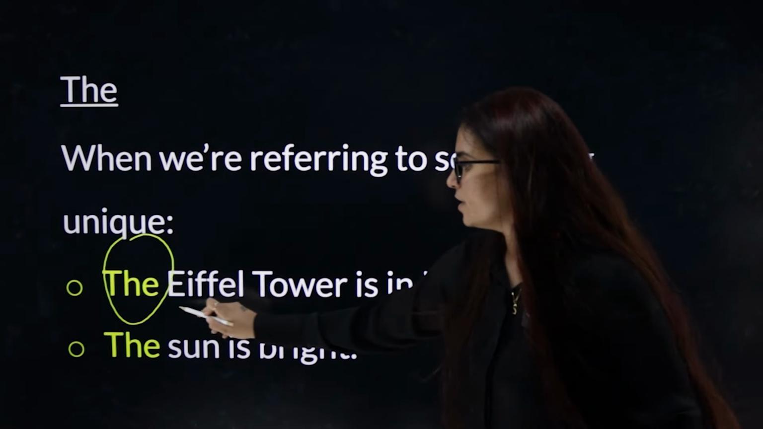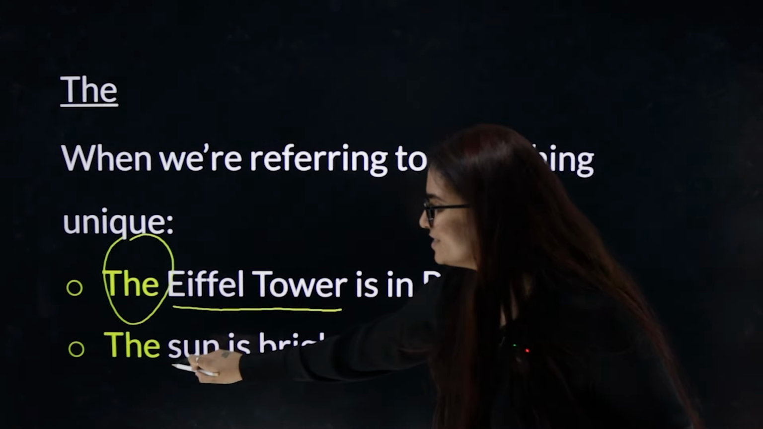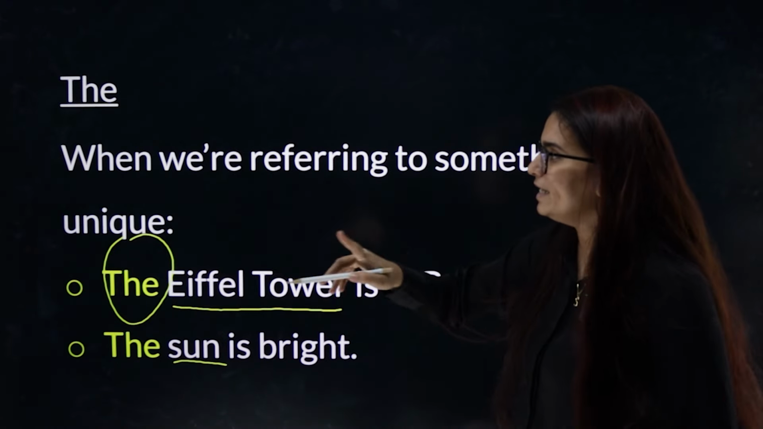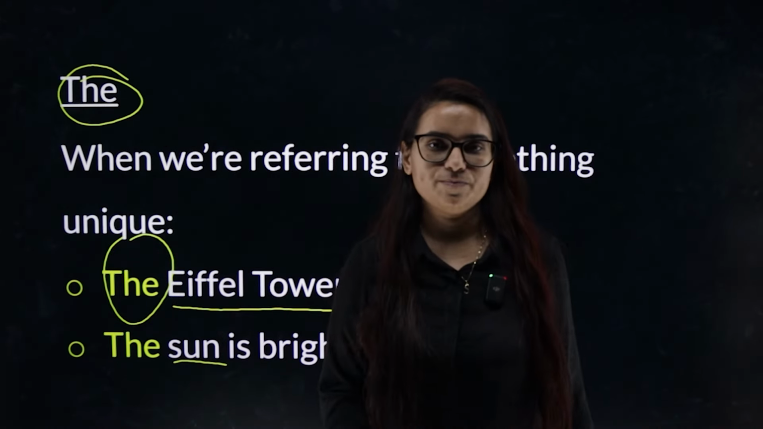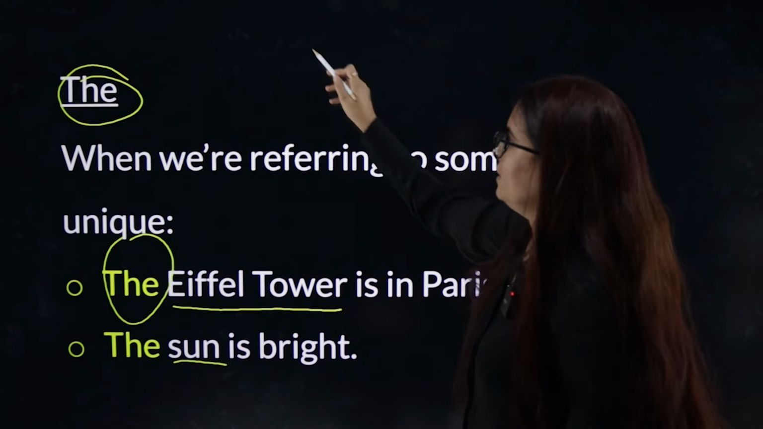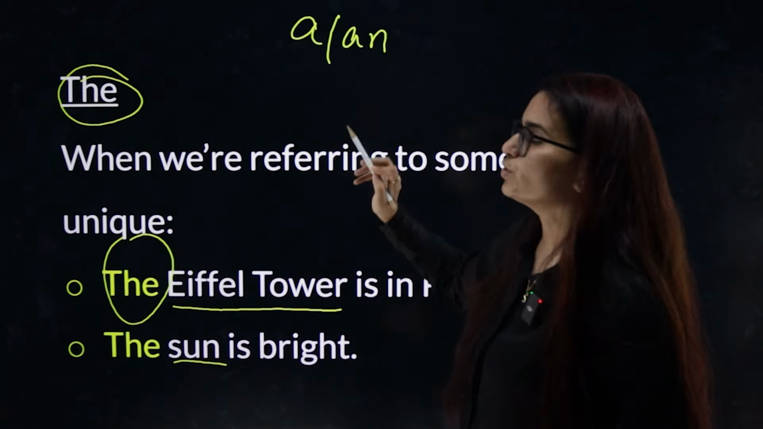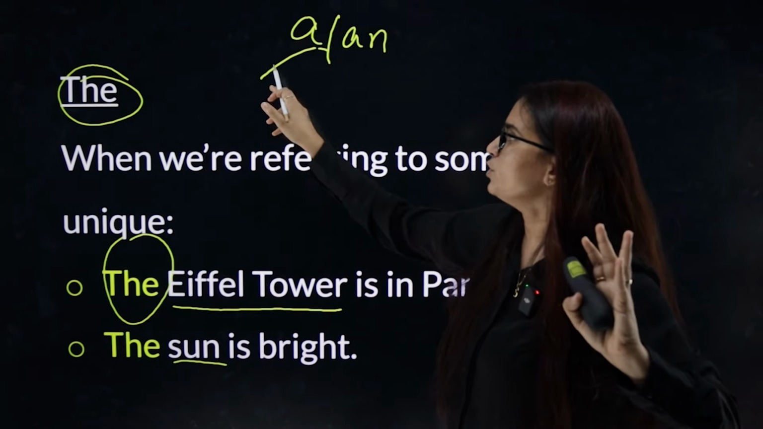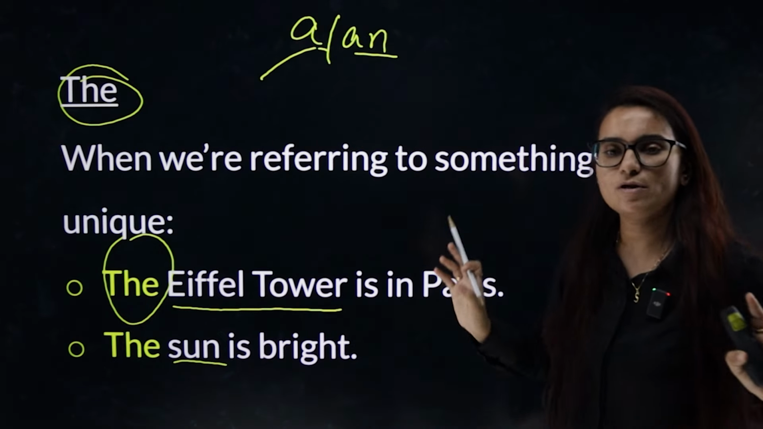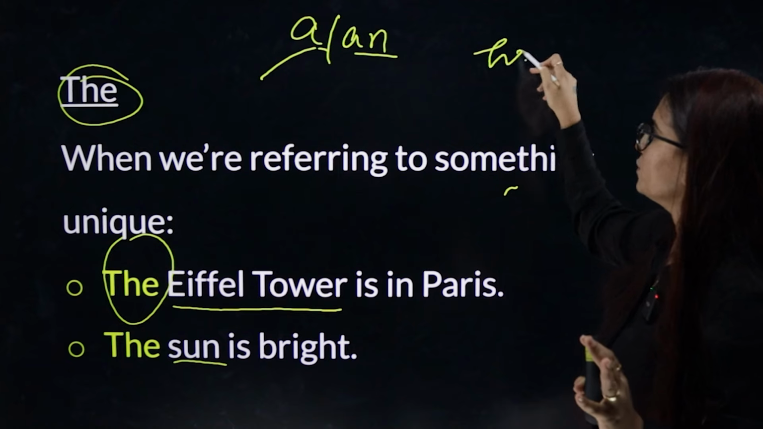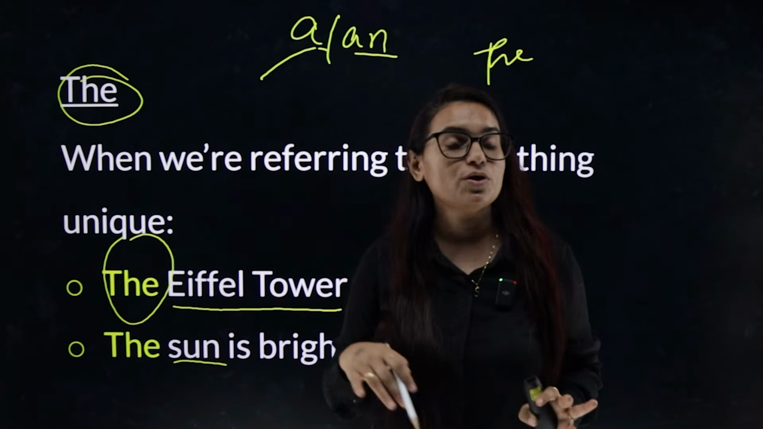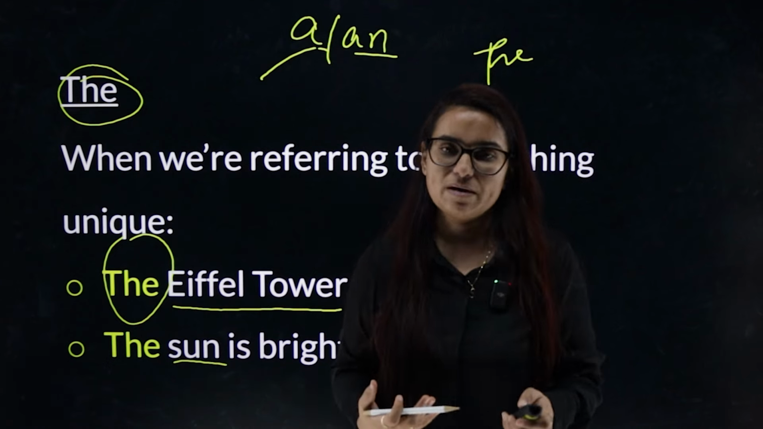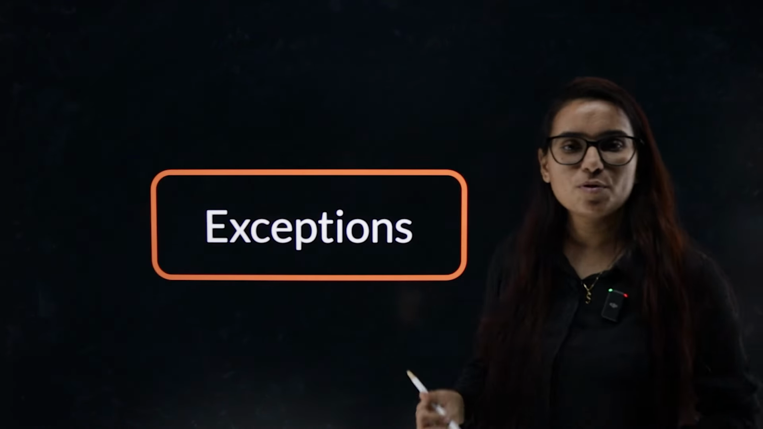Now please notice we are talking about nouns which are singular. Sun, Eiffel Tower, they are only one. Only then can you put the article in front of them. Just to tell you quickly, we have "a" and "an" to talk about any noun, anything, but based on the sound: consonant we put "a," vowel we put "an." "The" is used when we are talking about something specific, something unique, something you and I both know about.